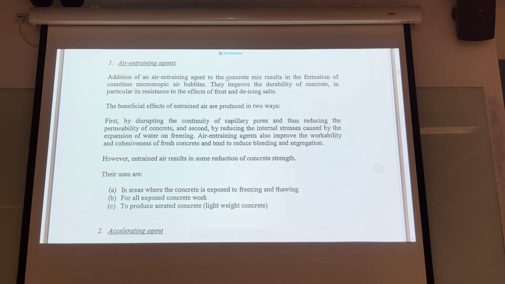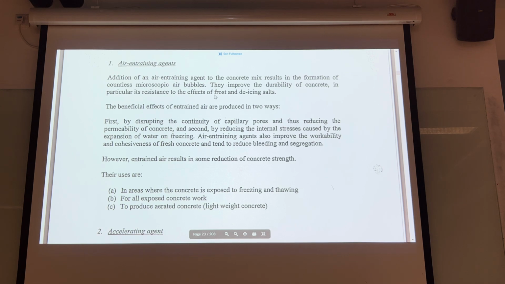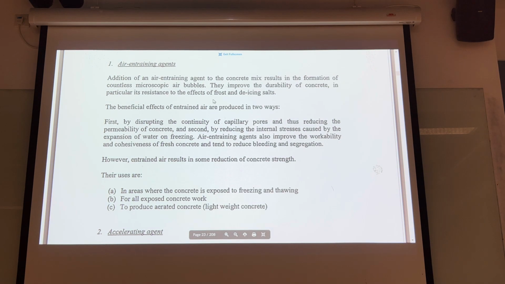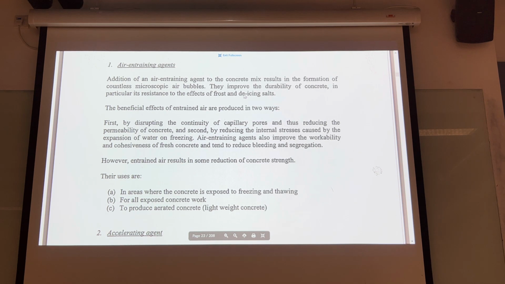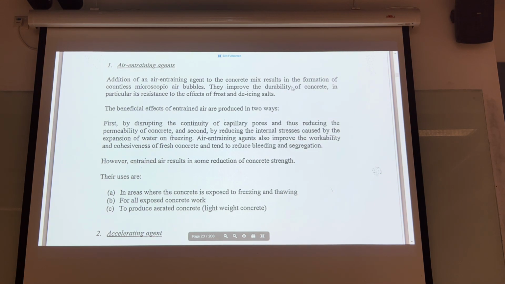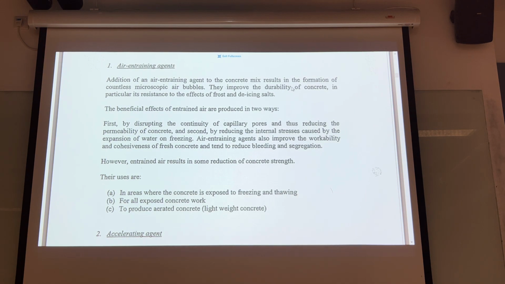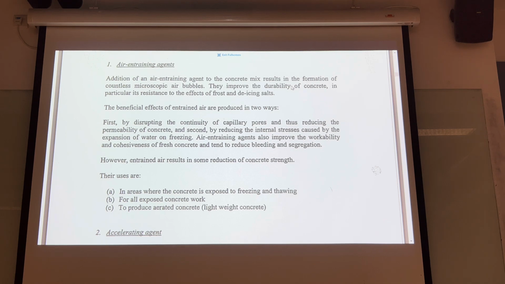Okay, so how does the air entraining agent help your concrete? Firstly, down here it says that it will give a lot of air bubbles, right? And then it will improve the durability of the concrete. Remember I said during winter time it becomes ice, right? And then it will damage the surrounding cement stress and cause cracks. Okay?